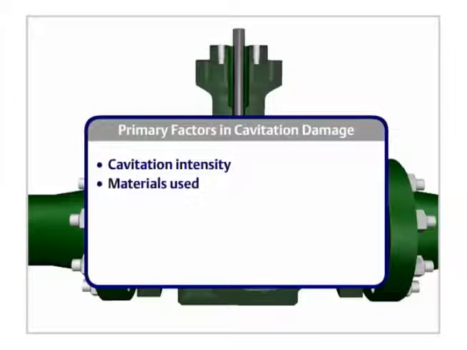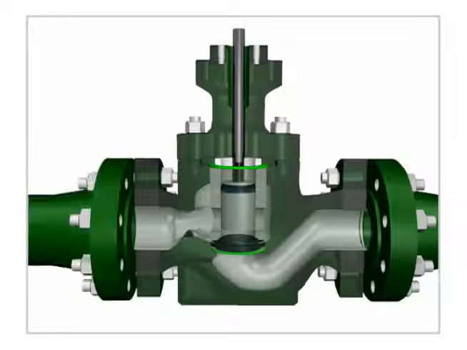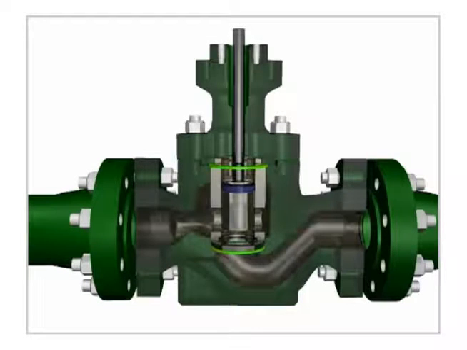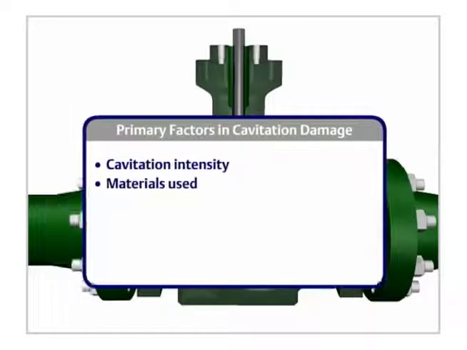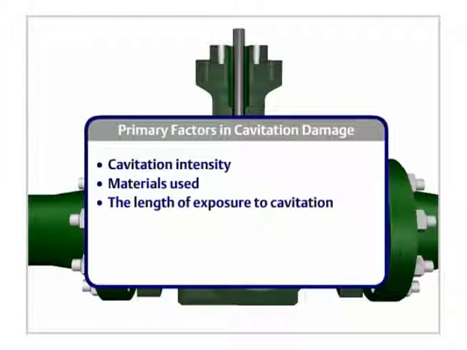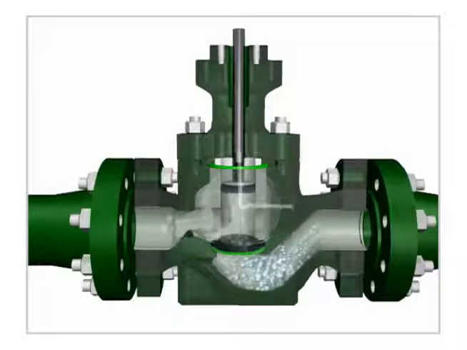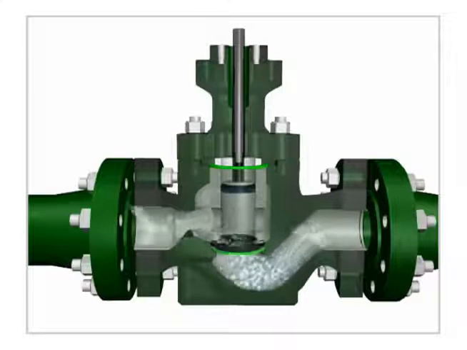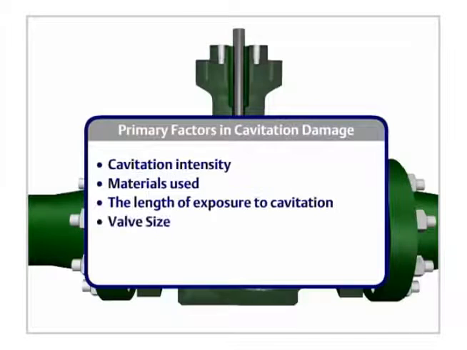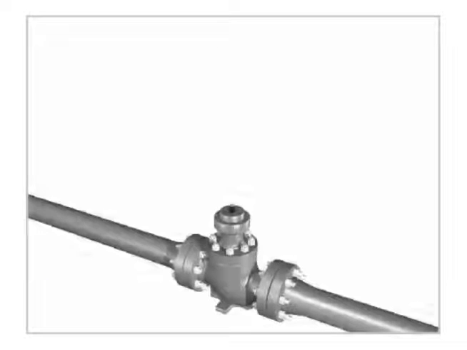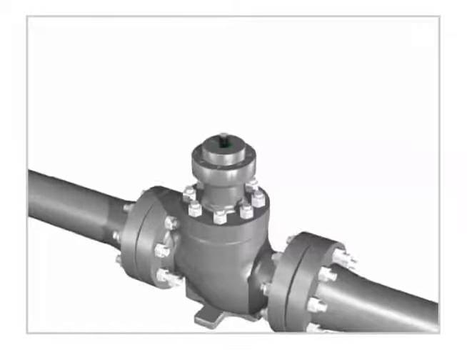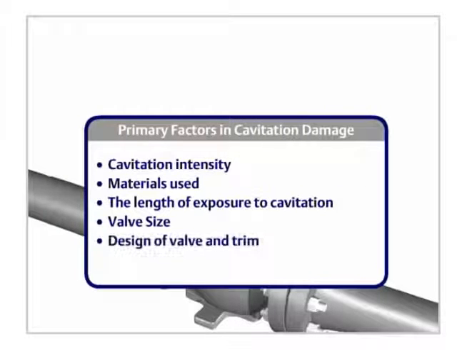The materials used in the construction of the area where the cavitation occurs. Hardened materials reduce damage. The length of exposure to cavitation. The more frequently that cavitation occurs in an area, the more likely it is to sustain damage. Valve size. Increasing the valve size tends to make the effects of cavitation worse. The design of the valve and trim in the area of cavitation.